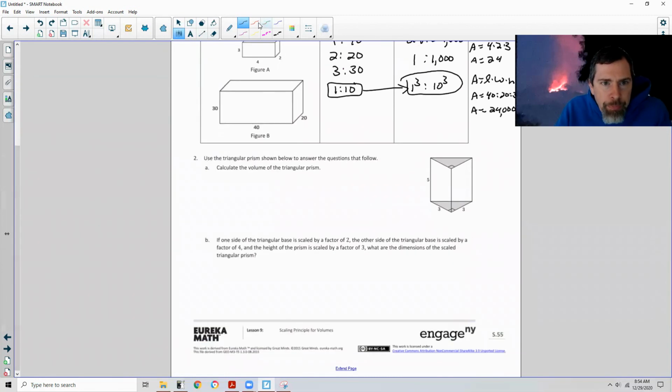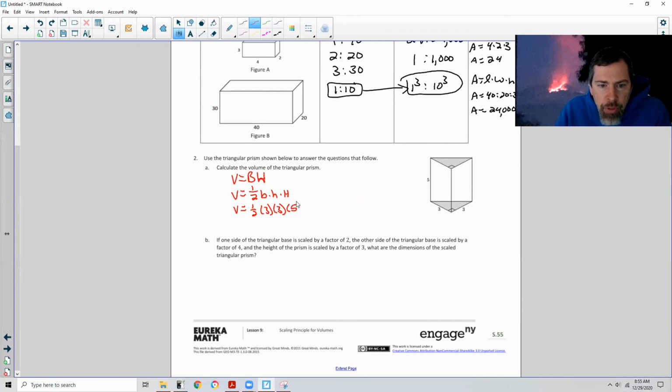All right, number 2. Use the triangular prism shown below to answer the questions that follow. Calculate the volume of the triangular prism. Volume equals base area times height, and let's use a capital H again. Volume equals the base area, which is a triangle. The area of a triangle is 1/2 the base of the triangle times the height of the triangle, times the height of the prism. So volume equals 1/2, the base is 3, the height is also 3, and the height of the prism is 5.